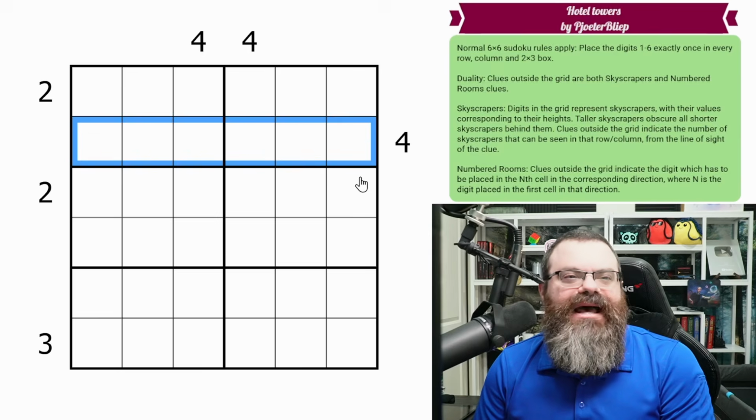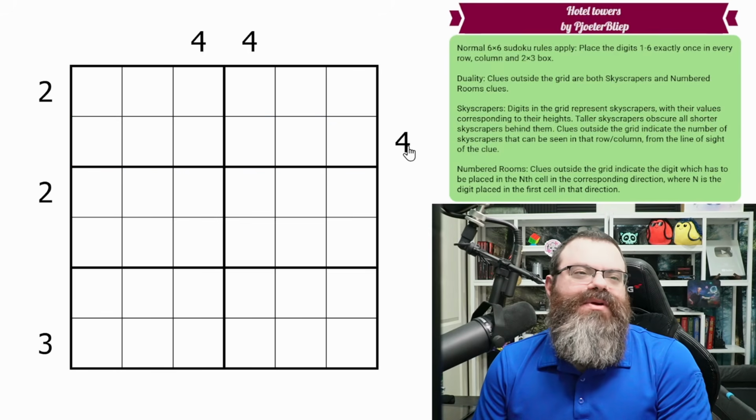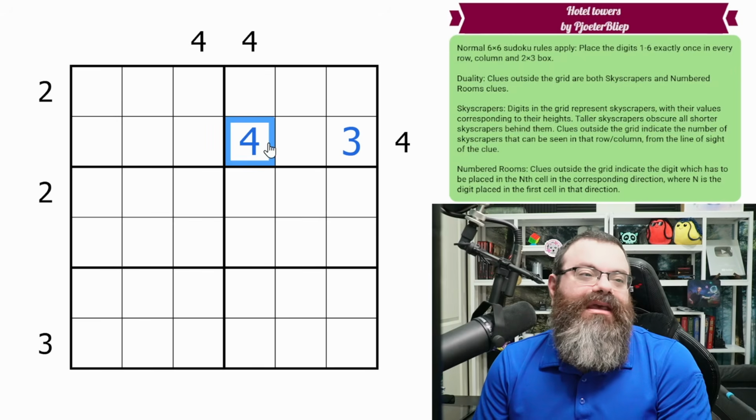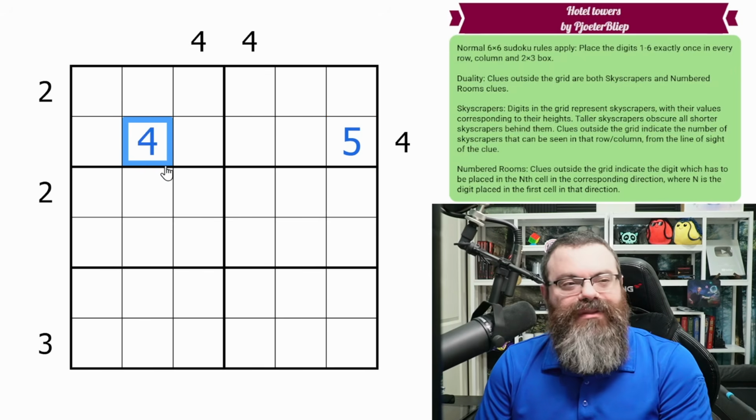Now in addition to that, it's also a numbered room. So what we do is we want to look at the digit that's right next to the 4. Say it was a 3. Then we would count 1, 2, 3. It counts itself. 1, 2, 3. And that's where the 4 goes because the clue is a 4. If this was instead a 5, we would count 1, 2, 3, 4, 5, and the 4 would go there.